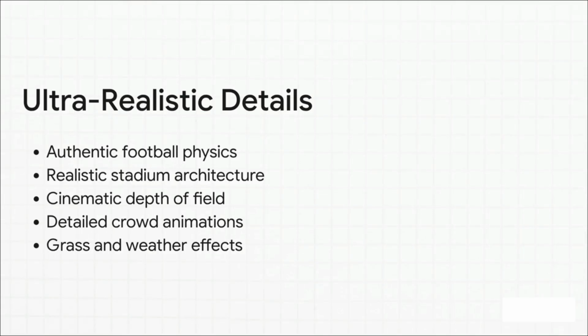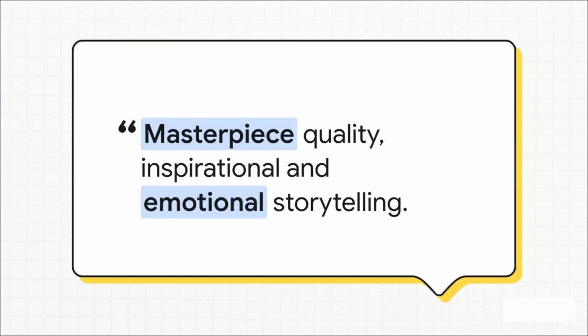To achieve that true, ultra-realistic feel, every single detail is ruthlessly scrutinized. We need authentic football physics, realistic stadium architecture, cinematic depth of field, incredibly detailed crowd animations, and realistic grass and weather effects. Every single blade of grass and drop of sweat has to be meticulously rendered. The physics literally have to anchor the fantasy. So the crucial point is this: the text explicitly asks for masterpiece quality, inspirational and emotional storytelling. All that 4K rendering and 60 FPS tech is not the end goal. It is purely the vehicle to serve the human emotional core of the documentary. The technology exists solely to amplify the feeling.